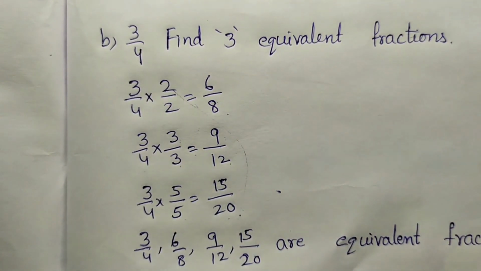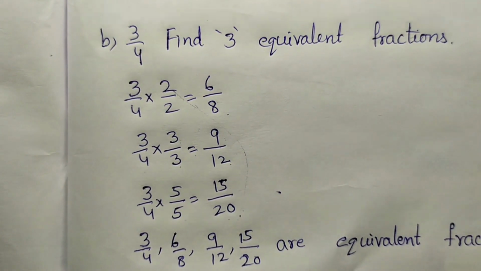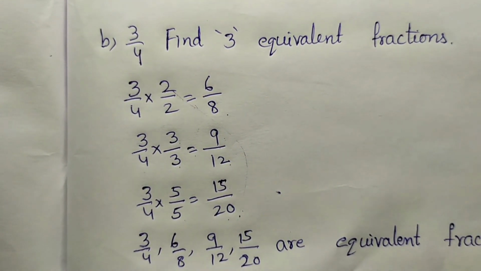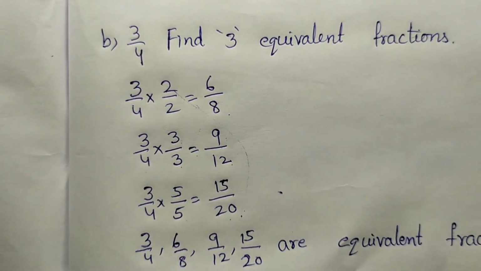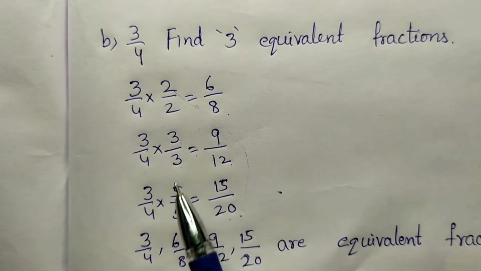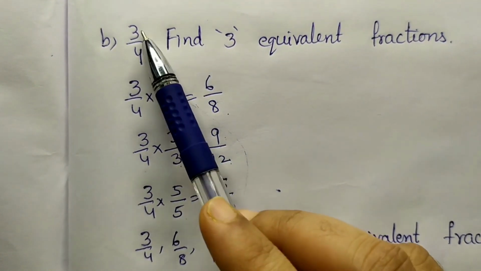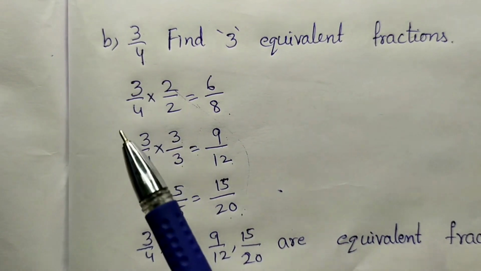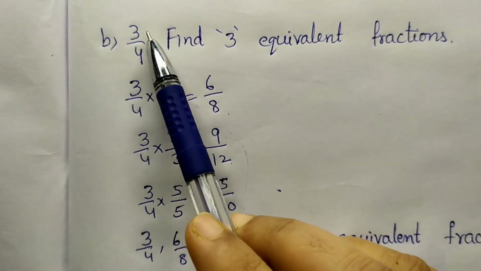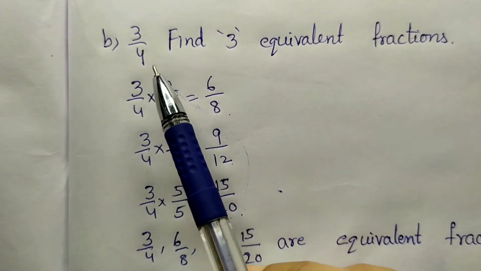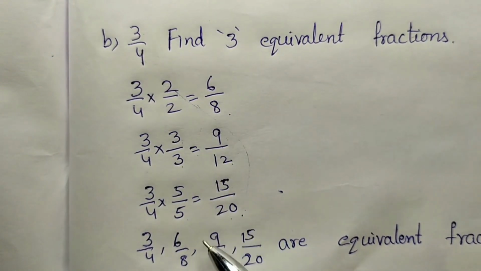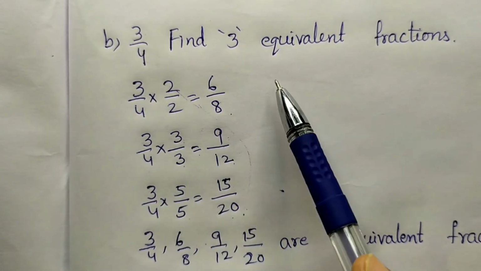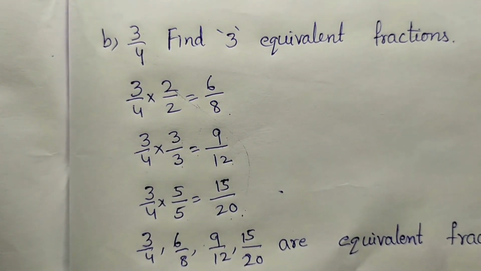So we can take any number and multiply the numerator and the denominator by that same number, and we get the equivalent fractions. Here the reason I am doing only multiplication is that we don't have a common factor for 3 and 4. So we can't divide the numerator and the denominator by the same number. So I am doing only multiplication for 3/4 to get equivalent fractions.